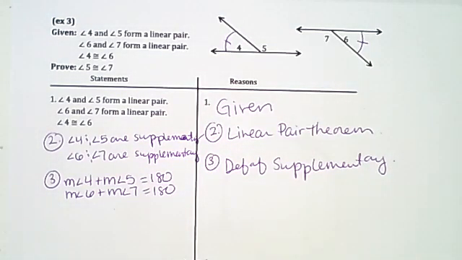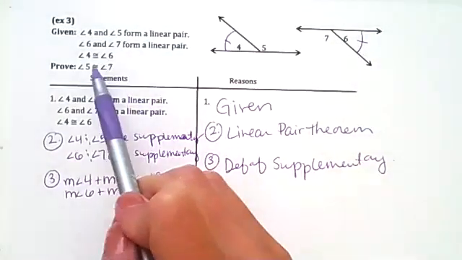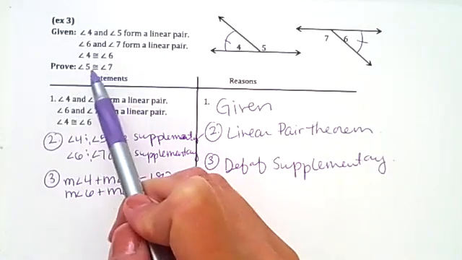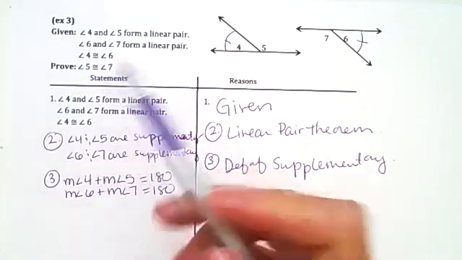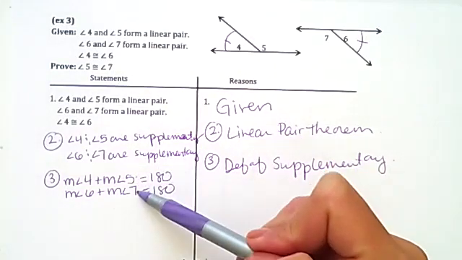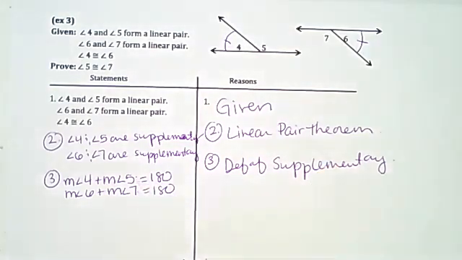Let's recap what our goal is. Our goal in the end is to have 5 and 7, 5 on the left, 7 on the right. We're trying to say 5 is congruent to 7. So if I can have the measure of angle 5 on one side of the equal sign and the measure of angle 7 on the other side, and somehow get rid of the other ones, then I've reached my goal. So that's my thought process here.